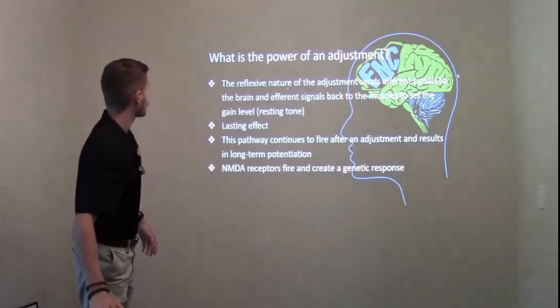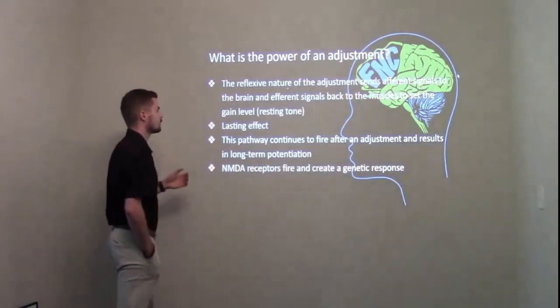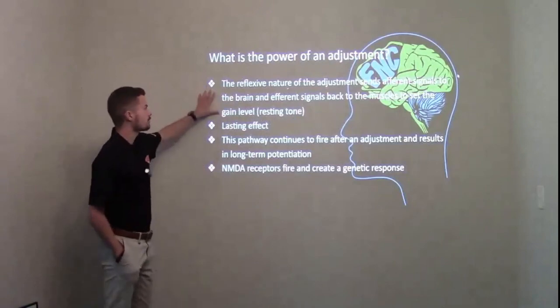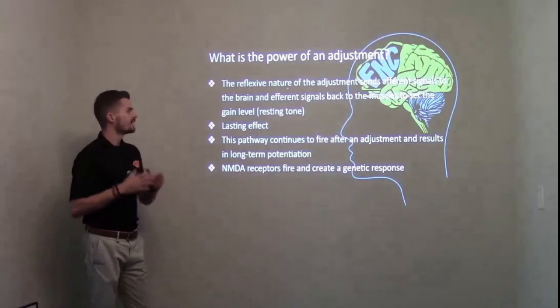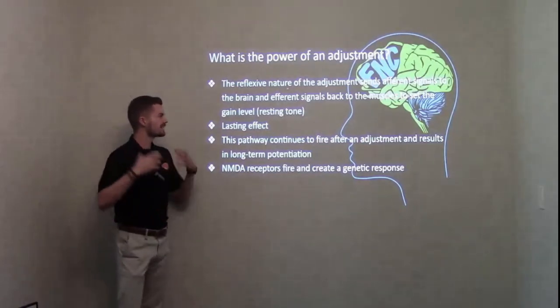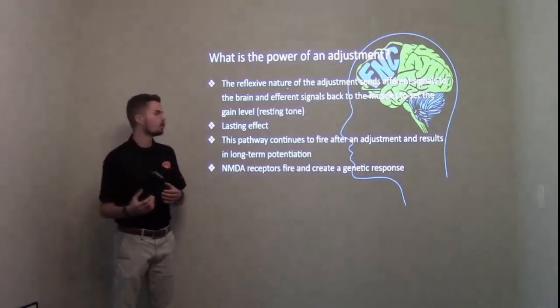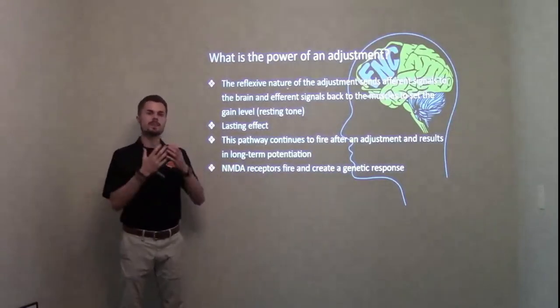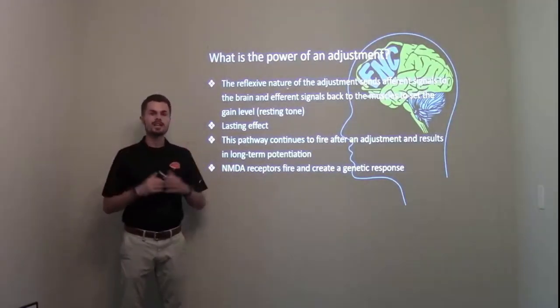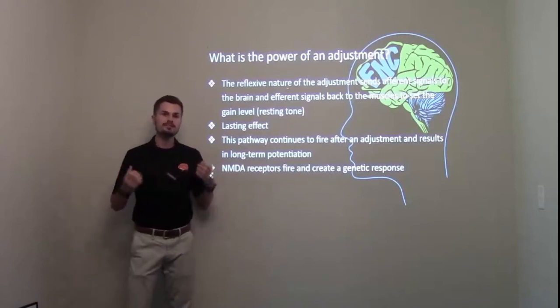Let's keep going. So what is the power of an adjustment? Well, we talked about this one already. The reflexive nature of the adjustment sends afferent signals to the brain and efferent signals back to the muscles to set the gain level, the resting tone of that muscle. So you adjust somebody, you bombard the system with all these electrical impulses, and your brain feeds off of that.